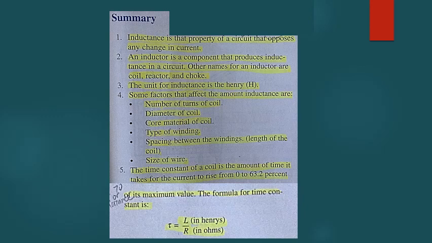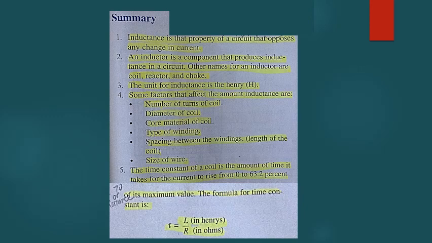The summary for the chapter, since the audio got cut off in the last recording for the chapter, we'll go over it here. Summary: inductance is the property of a circuit that opposes any change in current. An inductor is a component that produces an inductance in a circuit. Other names for an inductor are coil, reactor, and choke. The unit for inductance is the Henry, symbolized by a capital H.